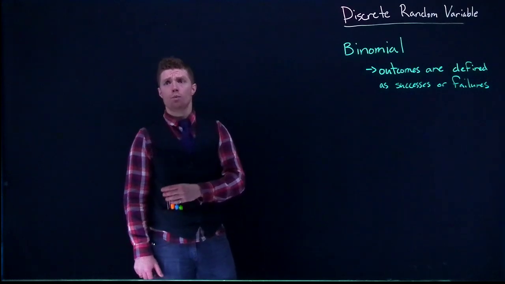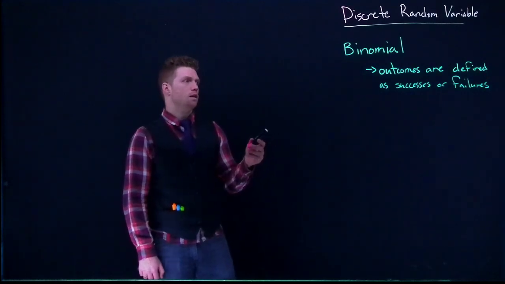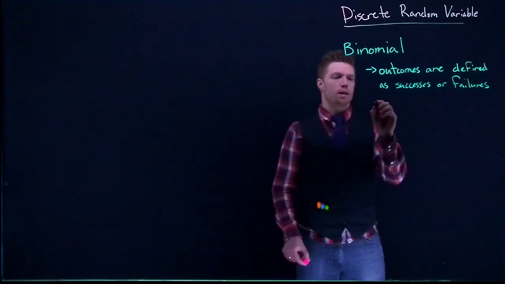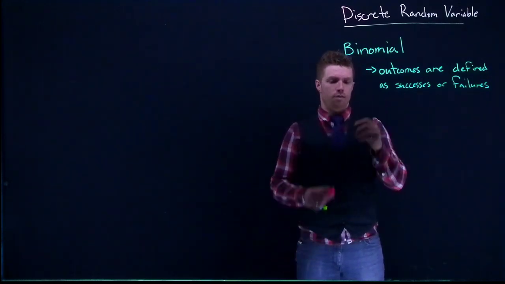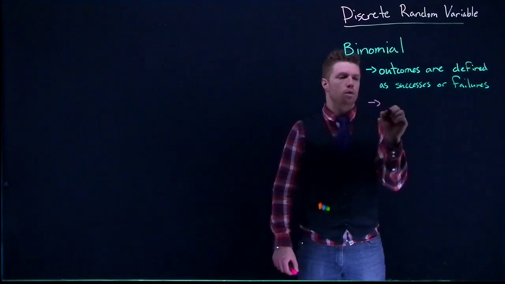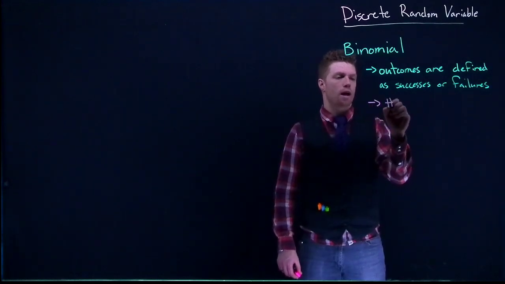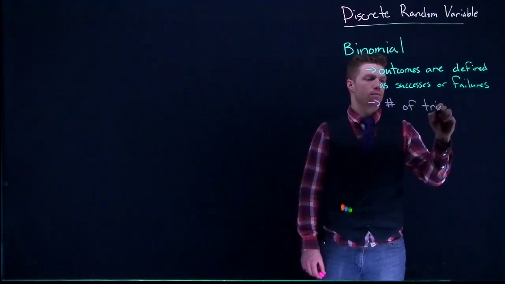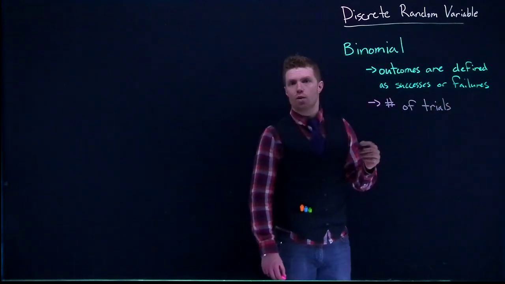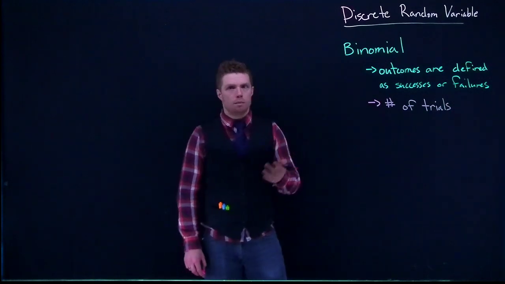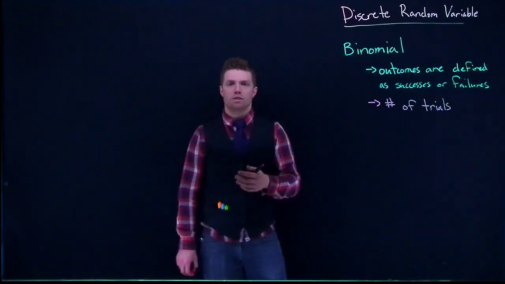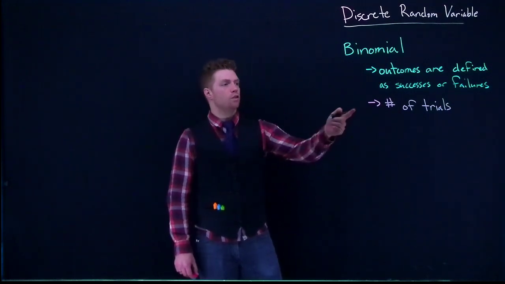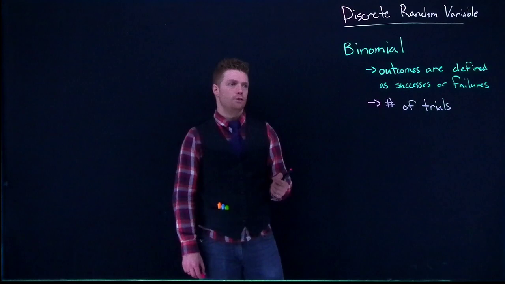All right, so for a binomial, we need a little bit more information than just this, but our outcomes are defined as successes and failures. So here's what we need. The first thing that we need is to know the number of trials. We have to know in our specific scenario how many times we are going to roll the dice. How many times is somebody going to shoot free throws? We have to know the number of trials.